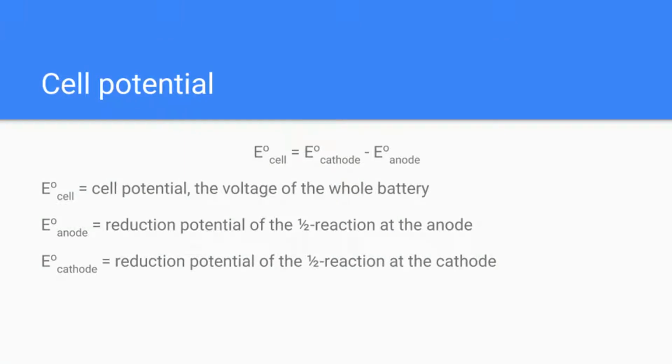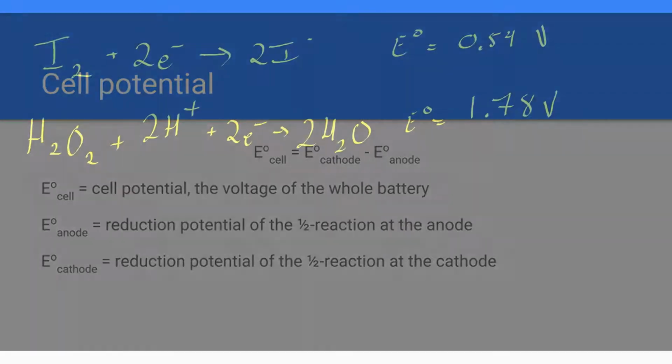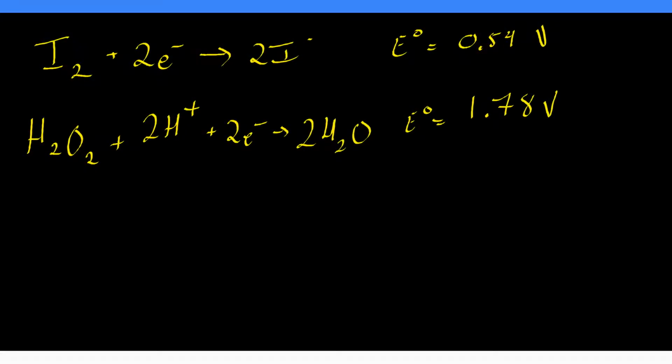Okay, at the end of the last lecture, I said we would be walking through an example. So let's do exactly that. Here we have two half reactions. You'll notice that they're both reduction half reactions. They both have electrons on the product sides. In both cases, the reactants are gaining electrons. So we're talking about reduction.